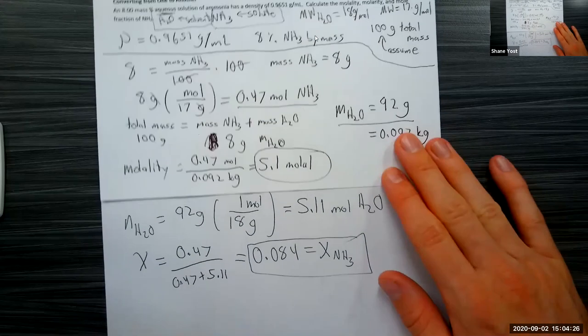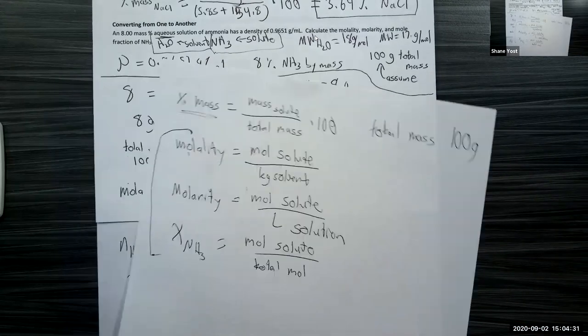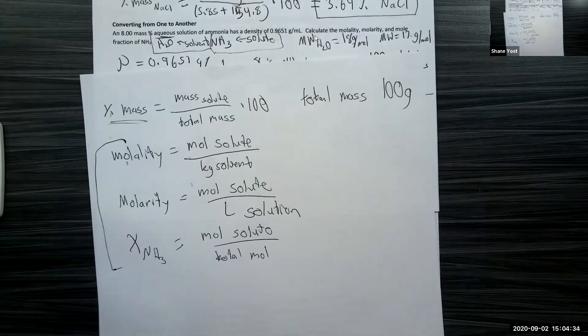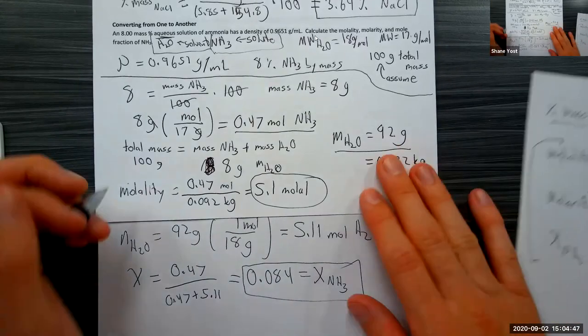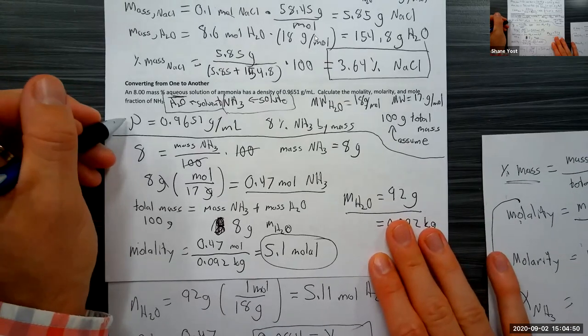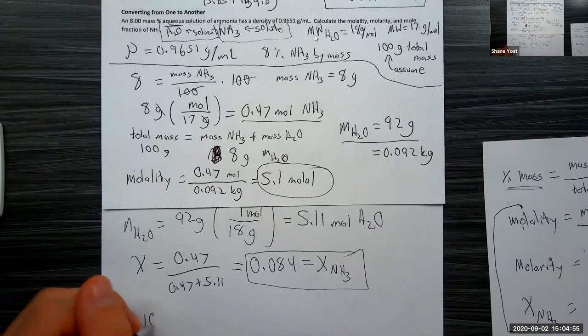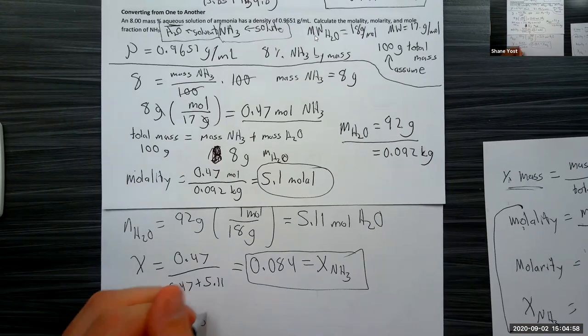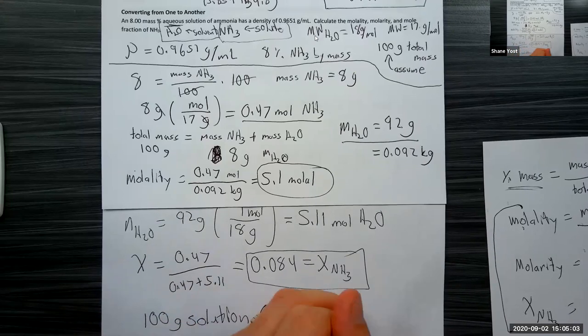All right. So finally, we need to get molarity, right? Going back here, molarity is the moles of solute over liters of solution. To get the volume of the solution, this is where the density that we had comes into play. So now I can use my density. I assumed I have 100 grams of solution, right? That's what I assumed.